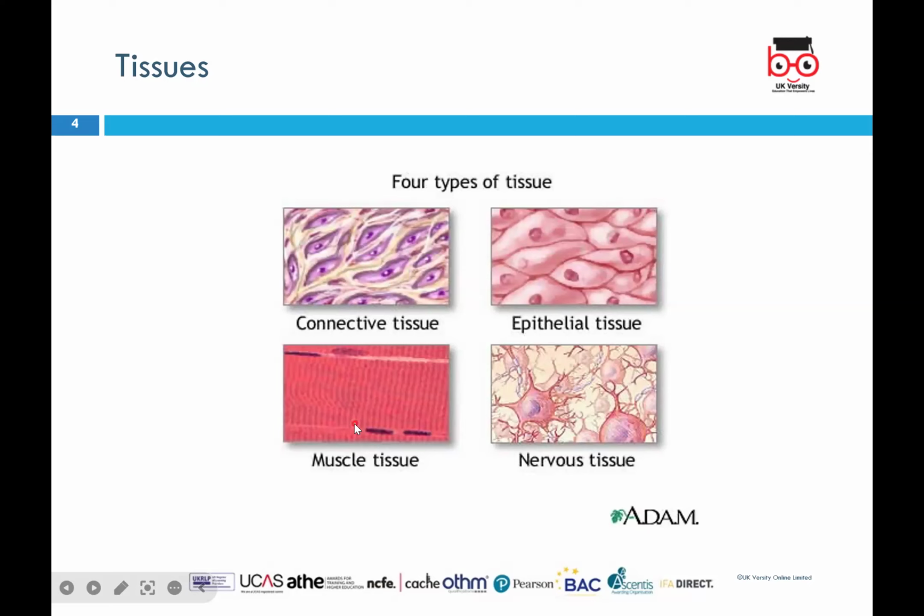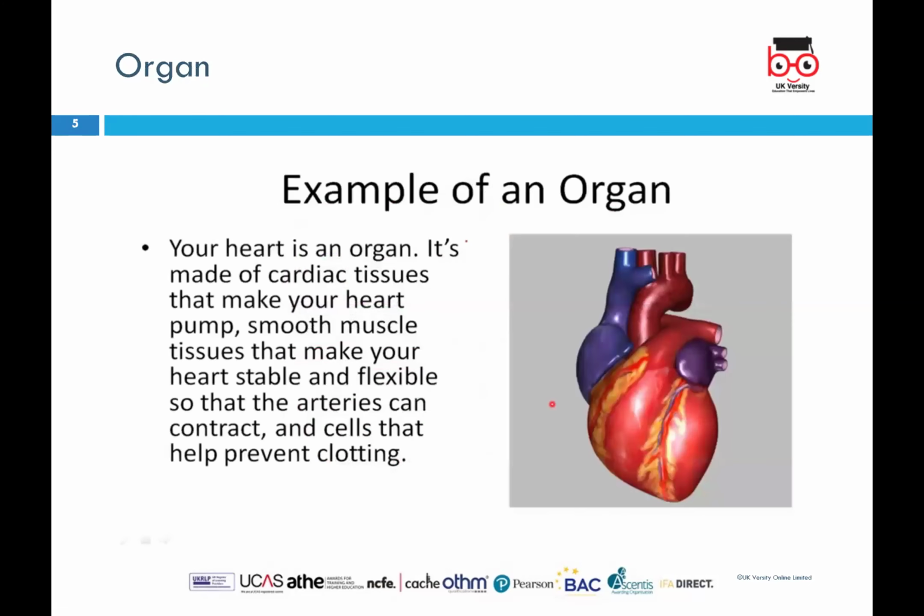Then coming towards the muscle tissue. Okay, so this makes up the muscle, obviously. This is found within the heart. So the heart is also a muscle. You have your body muscles. That is also a muscle. And then you have nervous tissue, which looks so different compared to all these 3. Okay. So this is known as the nervous tissue. So you have 4 types of tissues: connective tissues, epithelial tissues, muscle tissues, and nervous tissues.